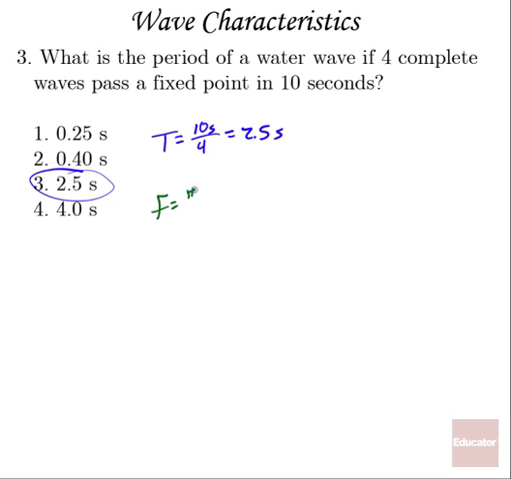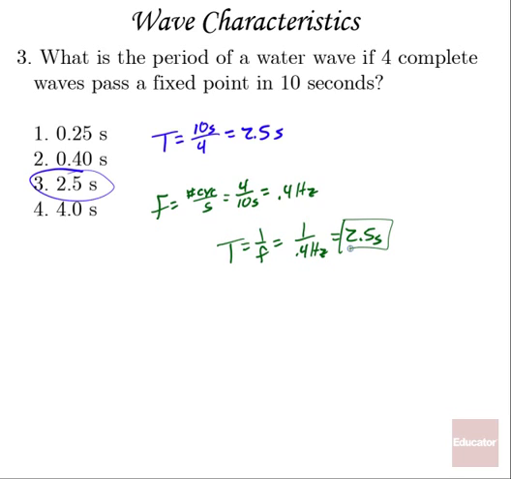You could also do this by looking at frequency first. Frequency is the number of cycles per second, and if you go through 4 waves over 10 seconds, you're going to get a frequency of 0.4 hertz. Then period is 1 over frequency, or 1 over 0.4 hertz, which again is 2.5 seconds. However you want to get there, 2.5 seconds is your best answer.